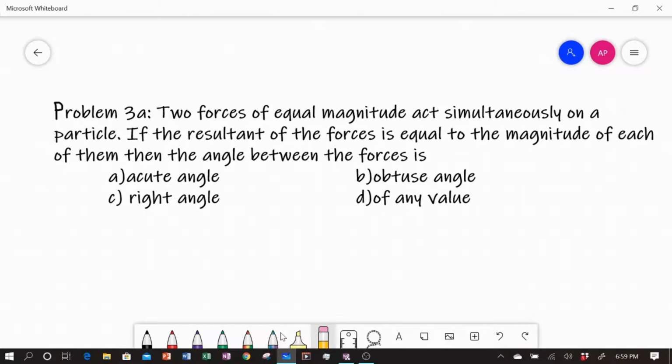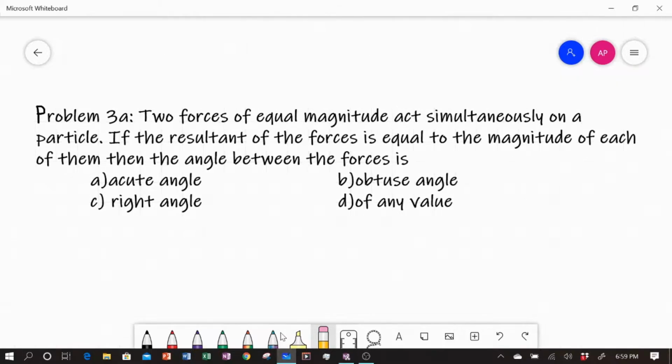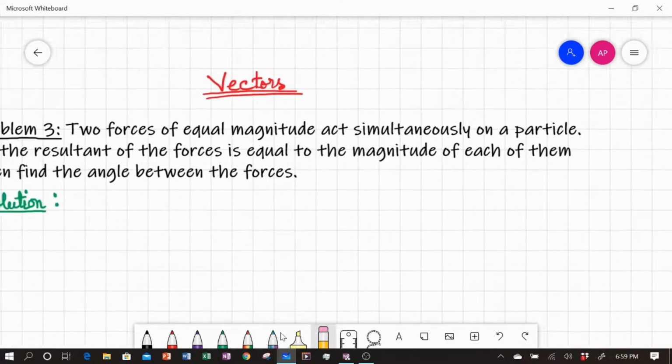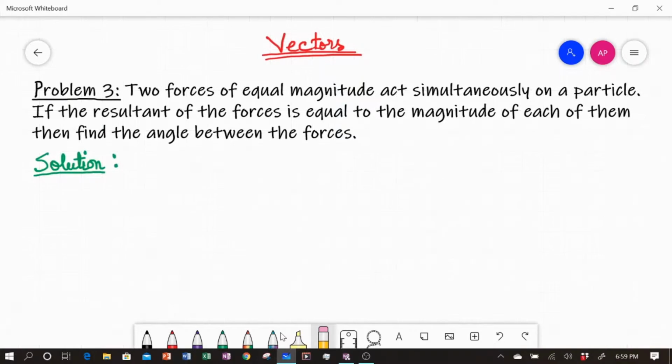Before I try to solve it, I should mention that this question sometimes comes in this form also. Now how to solve this problem, I will tell you at the end of the video. Okay, so let's solve this problem.